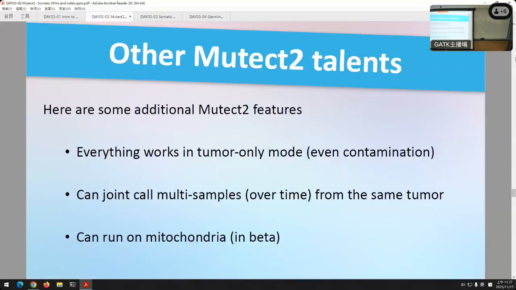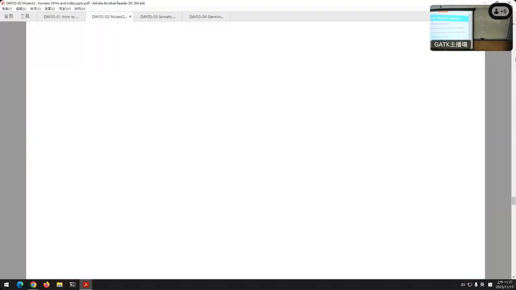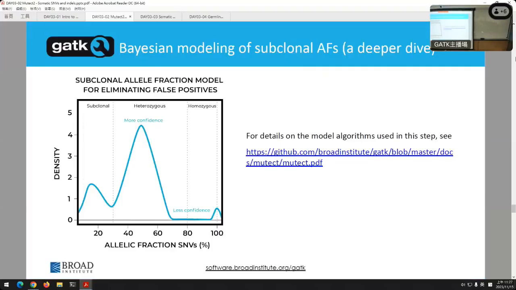I'll mention that you can joint call multiple samples. In that case, you could do another level of filtering afterwards. From the same tumor, you can keep calling over time until you see changes and so on. So you could do more filtering later, beyond the initial stages of heavy filtering we do here. This is actually the last slide. There's more in here that goes into more detail on certain aspects, like how we change our modeling to deal with allele fractions.